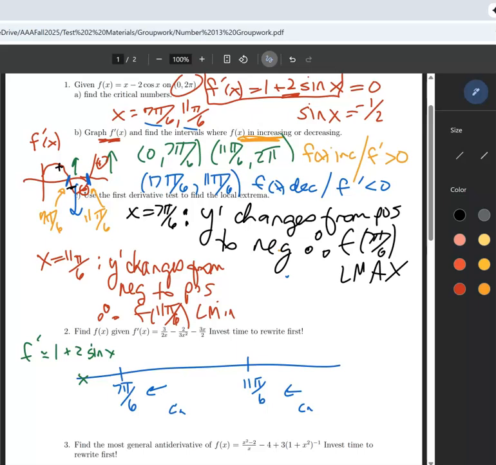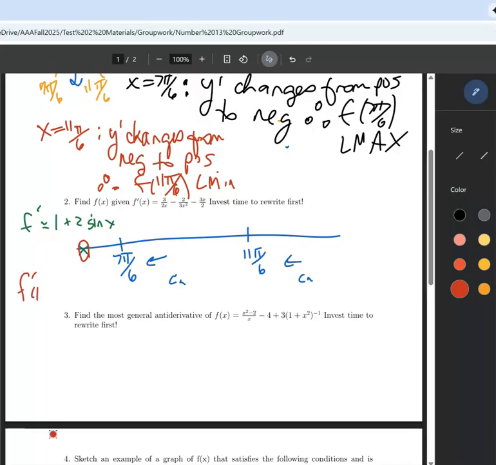I'm going to pick a number before 7 pi over 6, and it doesn't matter what number. I'm going to choose pi. If I put pi into the derivative, sine of pi is 0, so that gives me 1, a positive number. Then I'm going to choose another number in between these two. If I choose 3 pi over 2, f prime of 3 pi over 2, sine of 3 pi over 2 is negative 1. So 1 minus 2 is negative 1, a negative number. Positive here, negative here.